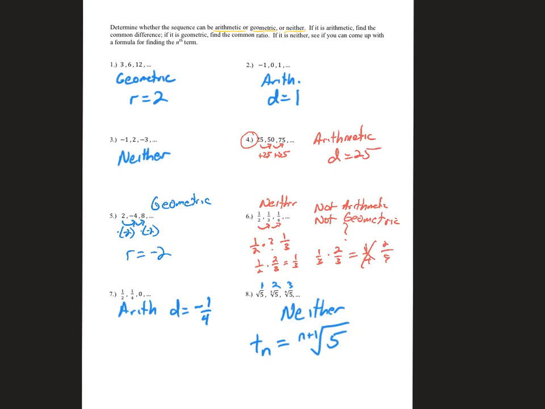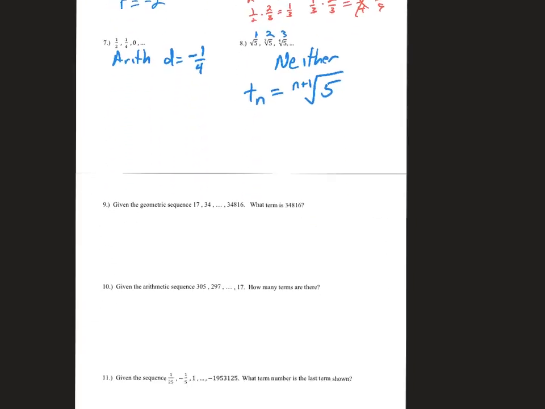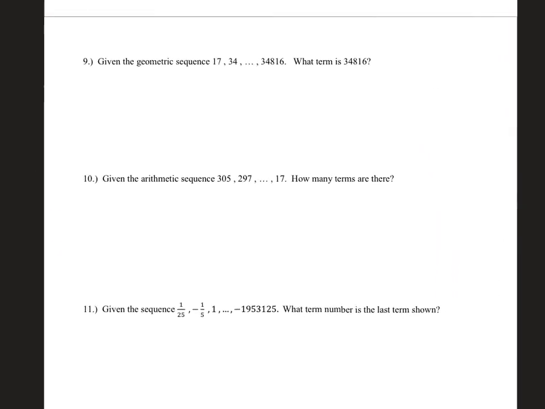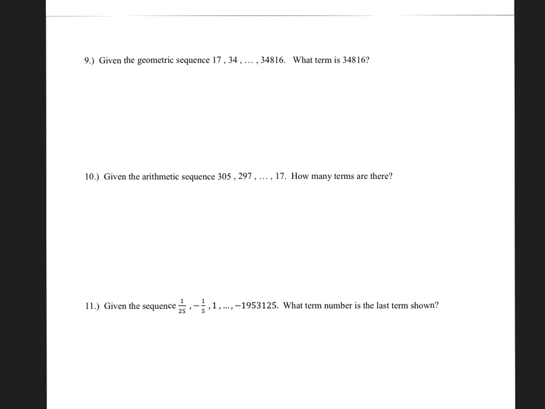All right, last page are a bunch of examples as well, 4 more examples. So I'm going to do a couple of them and leave the others for you to do, to practice. Let's take a look at number 9. Number 9 says, given the geometric sequence, now that's key here, that they actually tell us that it's a geometric sequence, and they want to know, okay, what term is that 34,816? What term is that? All right, so since it's geometric, we know that we can use this formula.